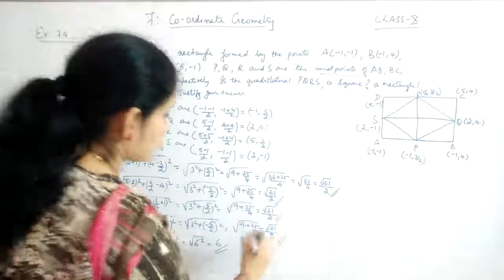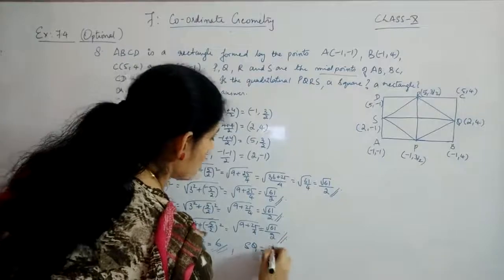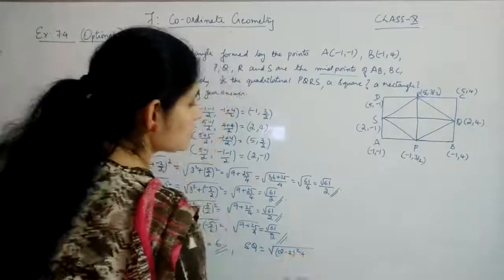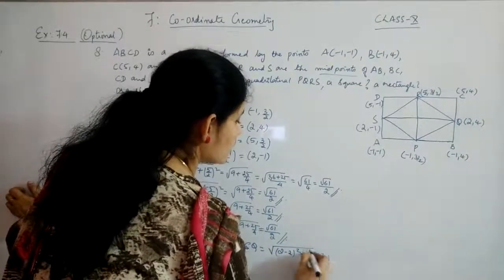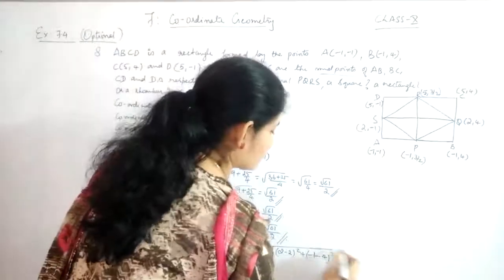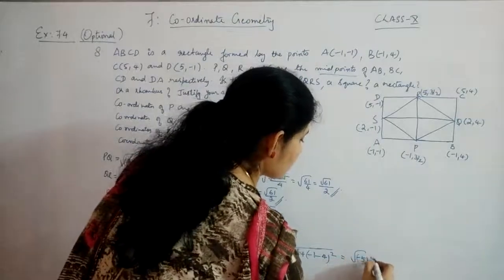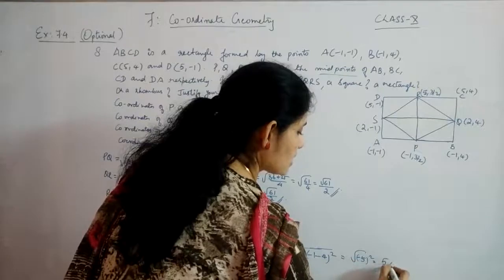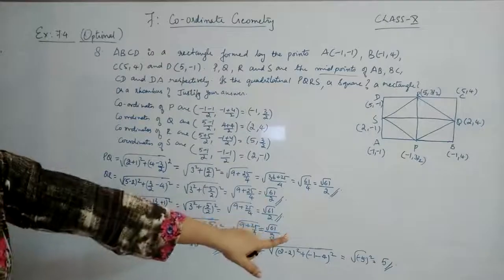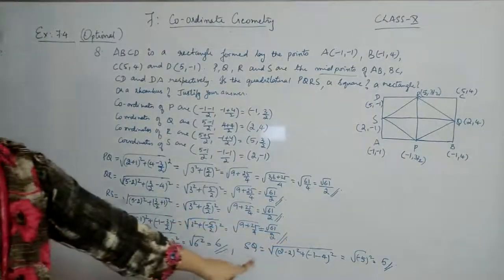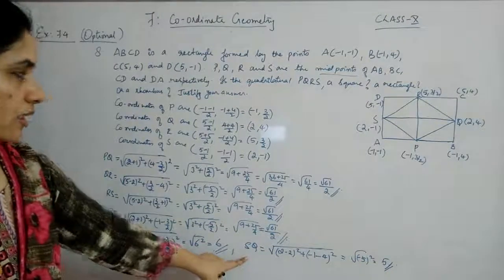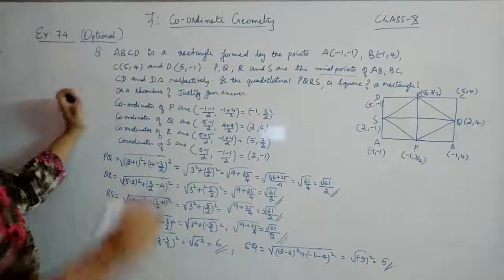Now the other thing is SQ. SQ is root of 2 minus 2 the whole square plus minus 1 minus 4 the whole square. So you are getting 0, and here you will get minus 5. Root of minus 5 the whole square, which is same 5 square, so you are getting 5. So here you have got 6, and the other part you are getting 5. That means PR is not equal to SQ. So what will be your conclusion? All the sides are equal, but the diagonals are not equal. Therefore, PQRS will be a rhombus.